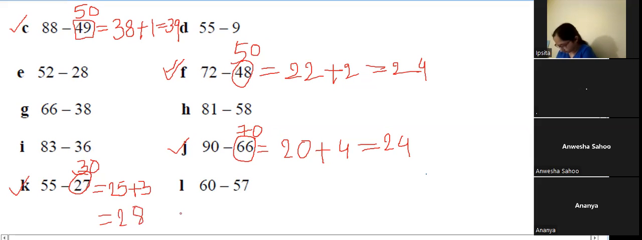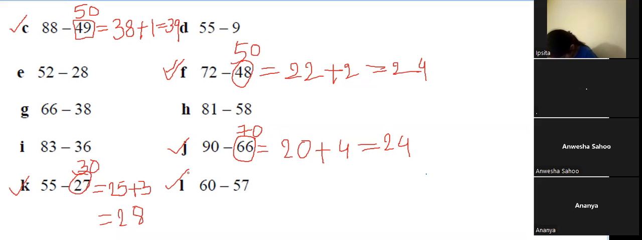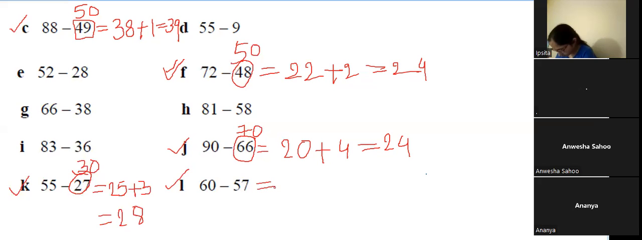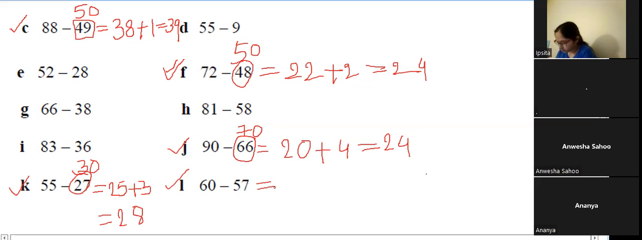Then Anvesha, your question is L, the last one. 60 minus 57. Instead of subtracting 57, I'll subtract 60. 60 minus 60 is 0. That's your answer, 0.